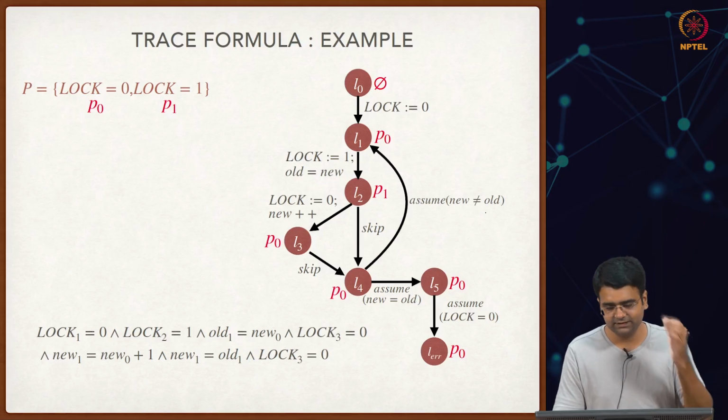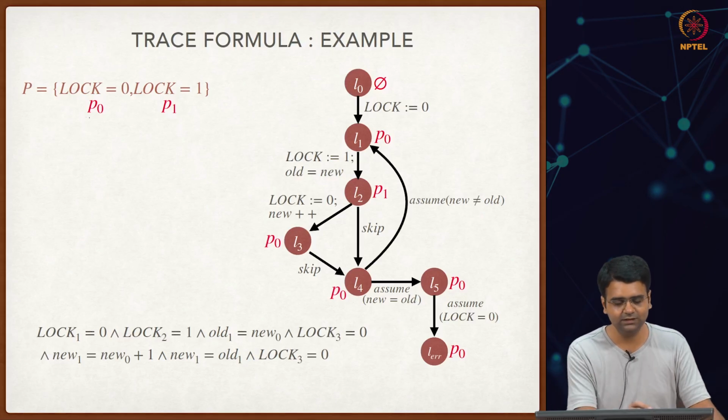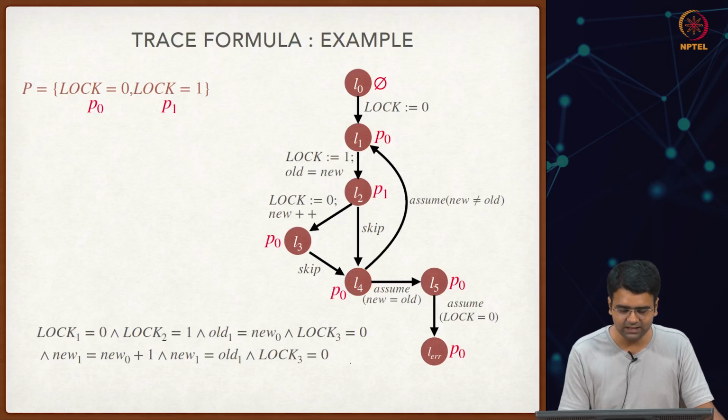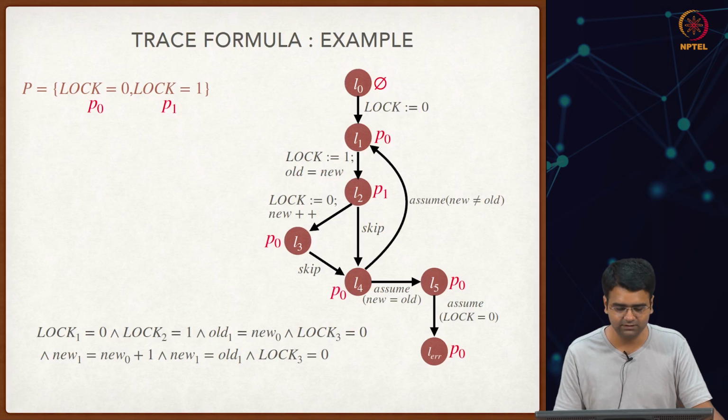So let us take an example. Here, using this particular predicate abstraction domain P applied on this example, we had actually got this counter example along the paths L0, L1, L2, L3, L4, L5 and L error. Here is the trace formula of this particular path.